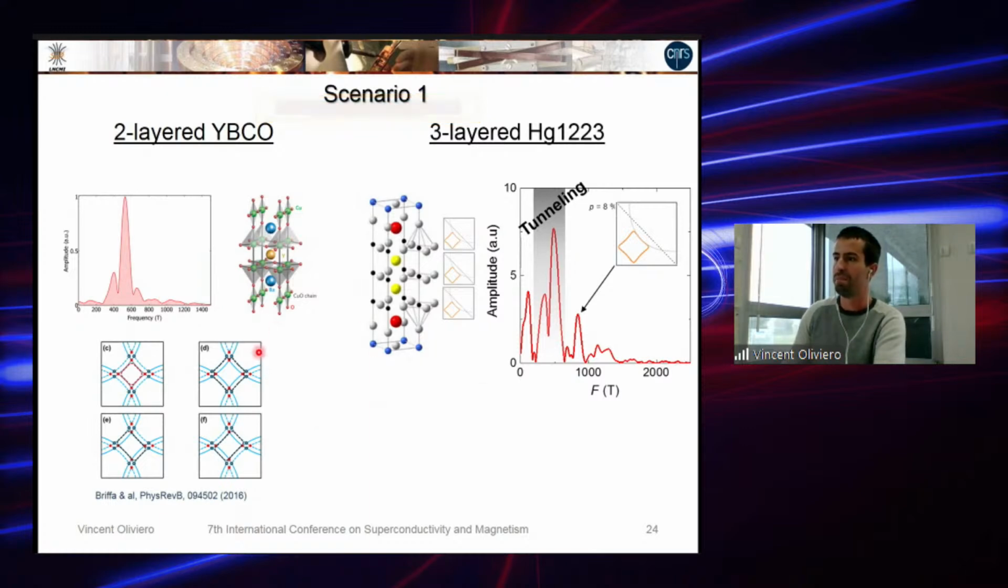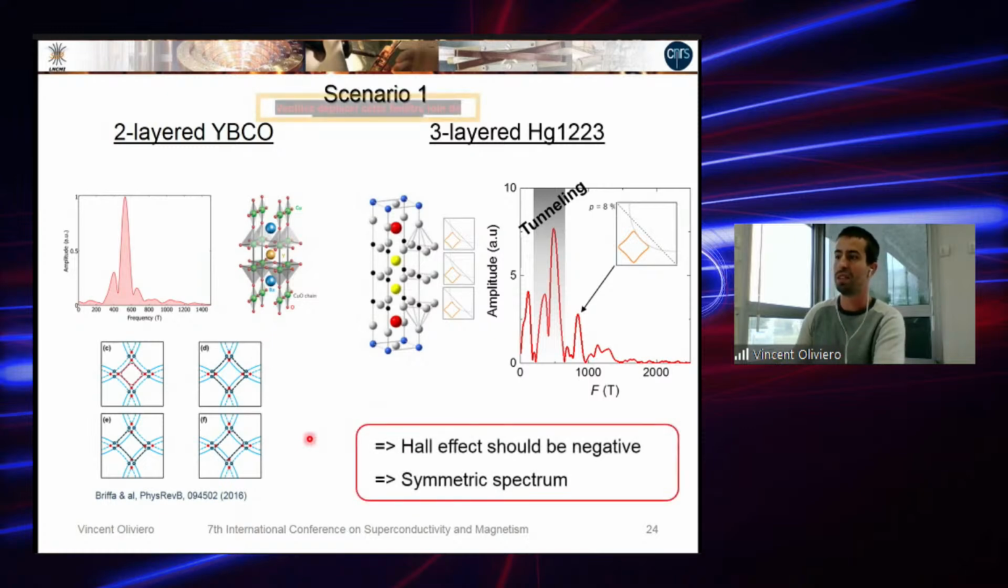The main difficulty and problem with this model is that, of course, the Hall effect should be negative in this model because carriers are electrons. But also, we expect to observe a symmetric spectrum like in YBCO, with a main frequency corresponding to the electron pocket and satellites around this frequency. So the model of just tunneling and charge order cannot explain the positive Hall effect, and we have to find another way to explain our data.